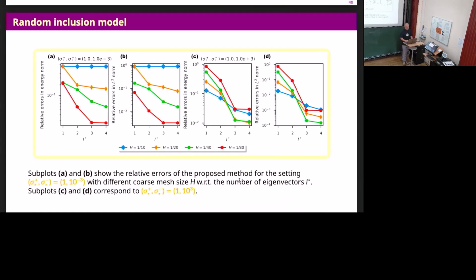So here we look at the error in energy norm. This is this figure, and this is the error in L2 norm. In this figure, the horizontal axis shows the number of basis functions. We see that as we increase the number of bases, we obtain better results. And also, when we refine the coarse element, we also see nice results.